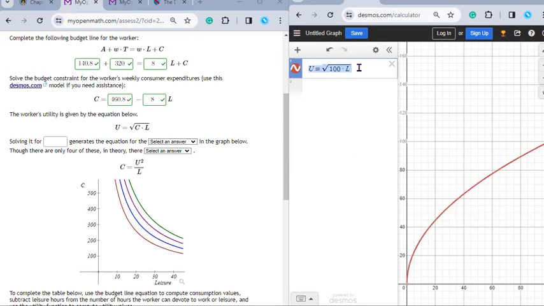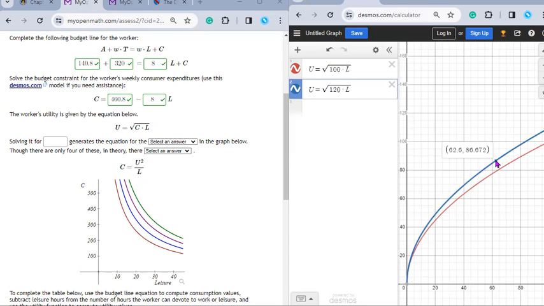And then we're going to look at what happens to leisure, right? And what I can do is I can do one with consumer goods equal to 100, and I can do one with consumer goods equal to $120, right? So this graph here corresponds to more consumer goods. This one corresponds to fewer consumer goods, right? And you can see the one with more consumer goods generally has more utility at every level of leisure, right? Which makes sense, right?